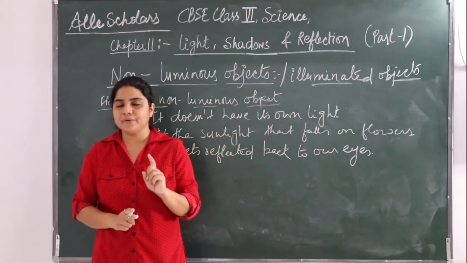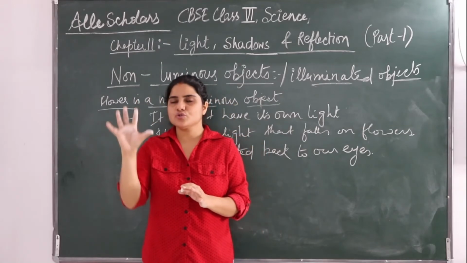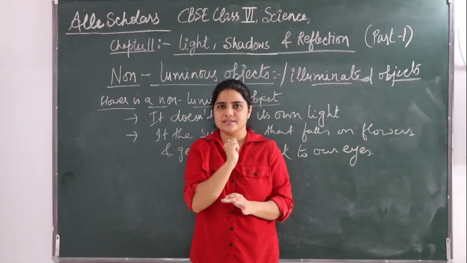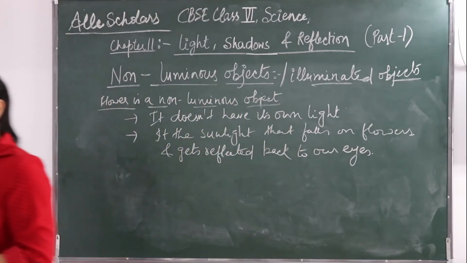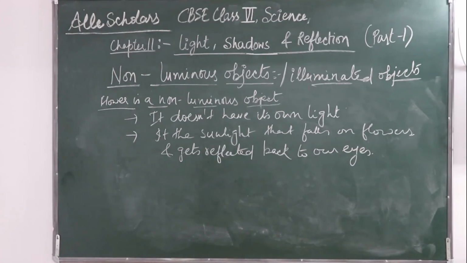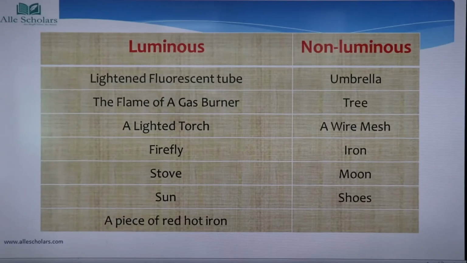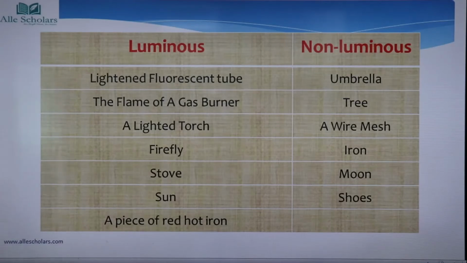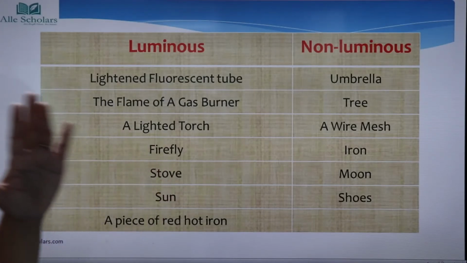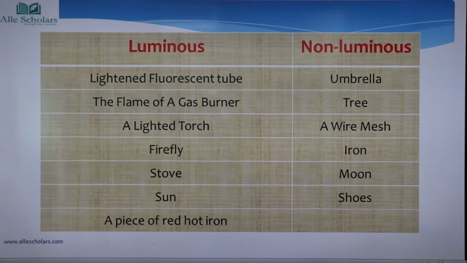Now in your book there is one very good question in which so many objects are given and you have to characterize them as luminous or non-luminous. So we shall be discussing which object is luminous and which one is non-luminous. Here you can see a table describing on one side all the luminous objects and on the other side all the non-luminous objects. In your syllabus also, if you see your NCERT questions, there are one or two questions which ask you to distinguish which are luminous objects and which are non-luminous objects. So this table is going to help you to solve that question.